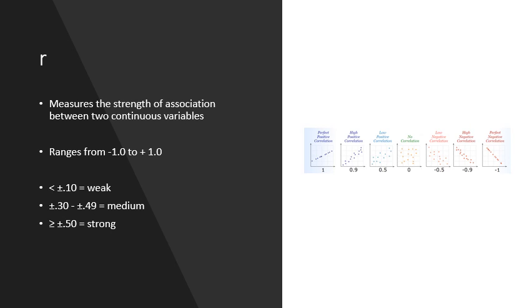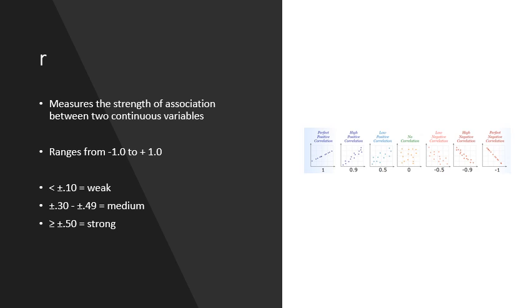Next we have R, which I'm not going to dig too deep into because we already did, but this is essentially a measure of the strength of association between two continuous variables. It ranges from -1 to +1. However, the main thing to pick up from here is that anything less than -0.1 or +0.1 is considered a weak correlation, keeping in mind that that's getting close to 0, or no correlation.